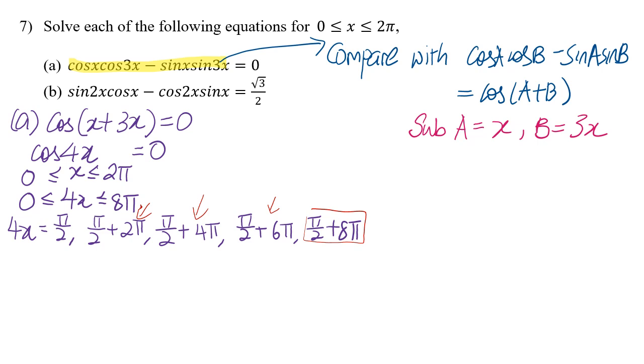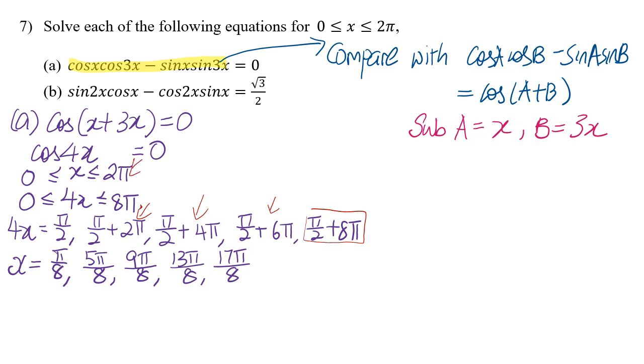Right, so divide all the answers by 4 to get the value of x. Yeah, so the last answer is out of range, because 17 pi divided by 8 will be 2 point something. The range given is up to 2 pi only, so we have to reject 17 pi over 8.